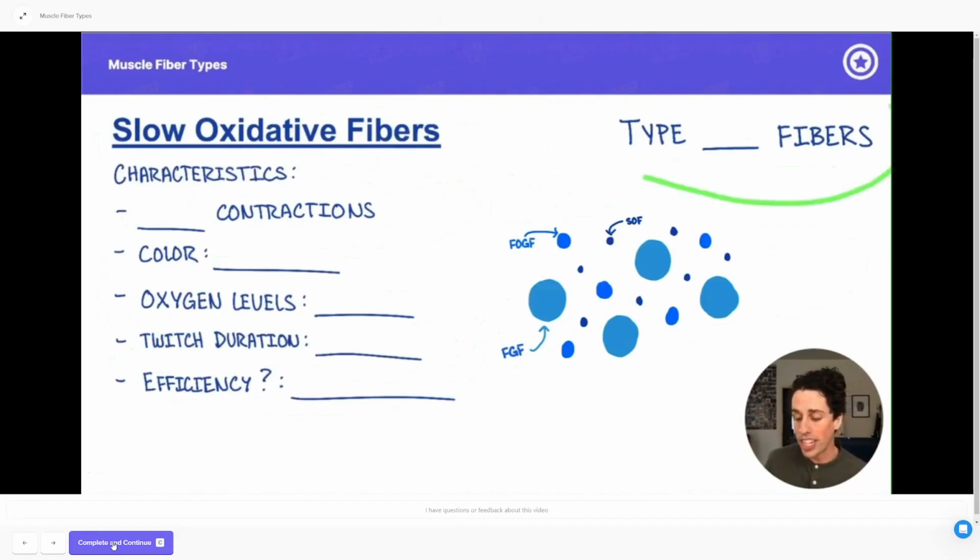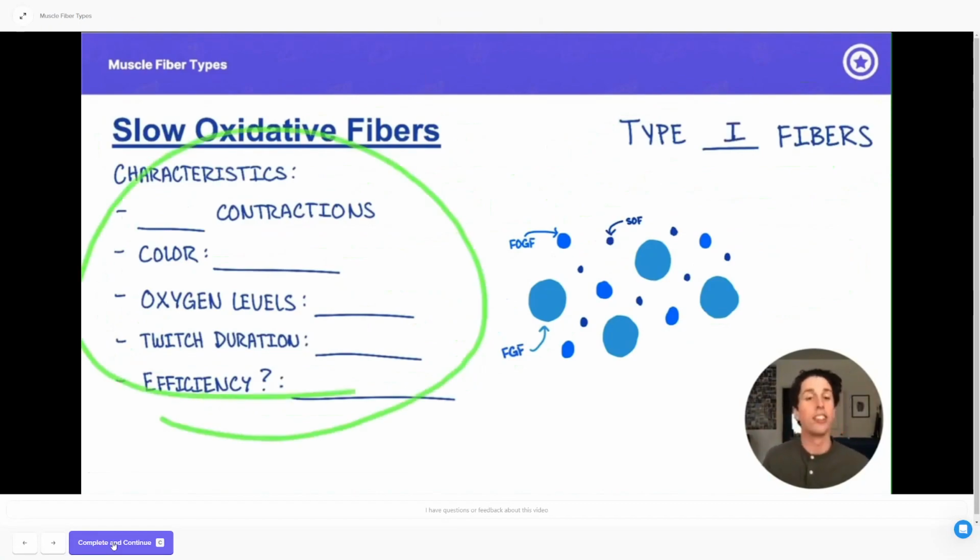All right, so let's talk about the specifics of these fibers. Do you remember which type of fiber this is? Is it type 1? Is it type 2? Go ahead and think about that real fast. As a reminder, this is going to be a type 1 fiber. So let's write that in: type 1.